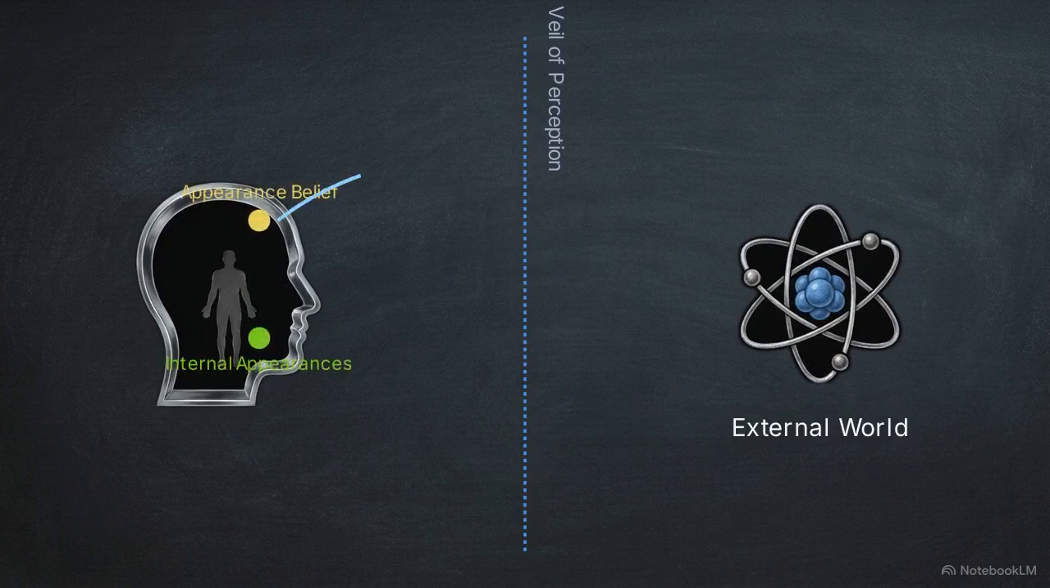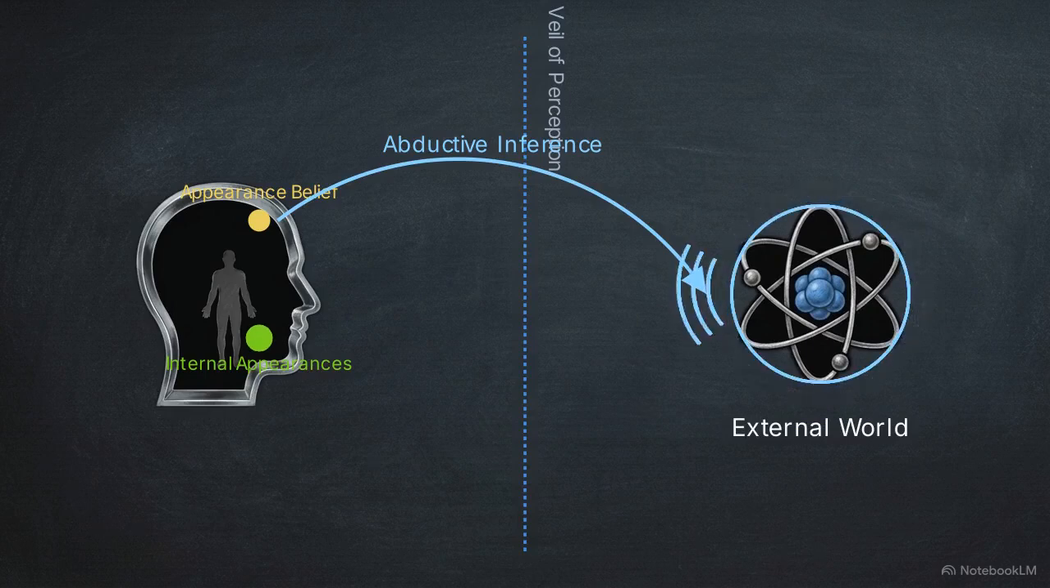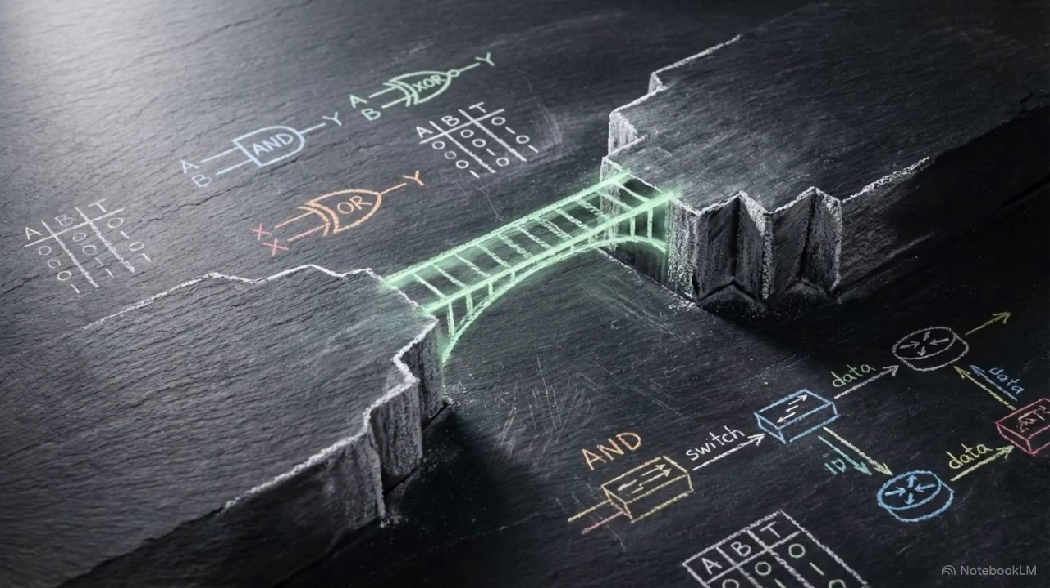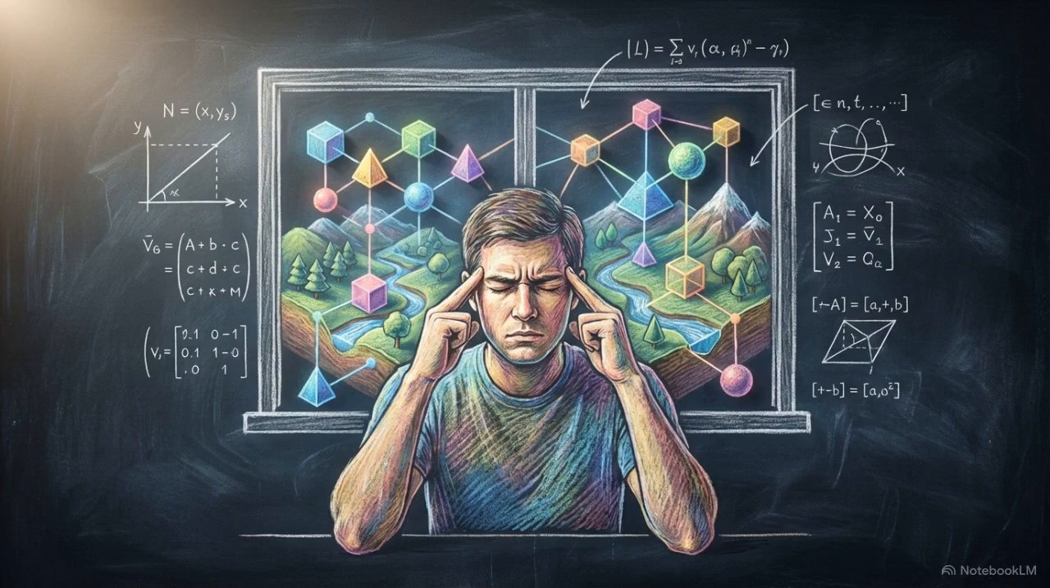The existence of a mind-independent external world serves as the most logical explanation for the dense, highly organized sensory data we receive. The external world is the best hypothesis for why our internal appearances behave the way they do. Abduction provides a rational reason to cross the gap. However, it forces the entire cognitive system to rely on introspective appearance beliefs as the absolute bedrock of all knowledge. It requires us to consciously analyze our own sensory states before we can analyze the world.